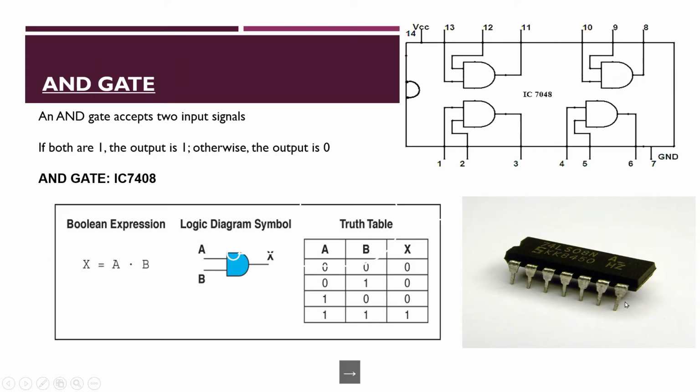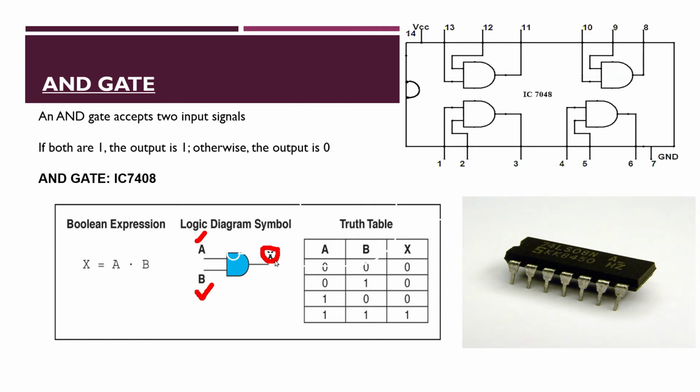First is going to be your AND gate. In the case of an AND gate, it accepts 2 input signals. It is not mandatory that it should have only 2 inputs. It can have n number of inputs. Even though the inputs are more in number, there will be only one output, which is denoted as X over here. You can see that A and B are the 2 inputs, and the output is going to be X.